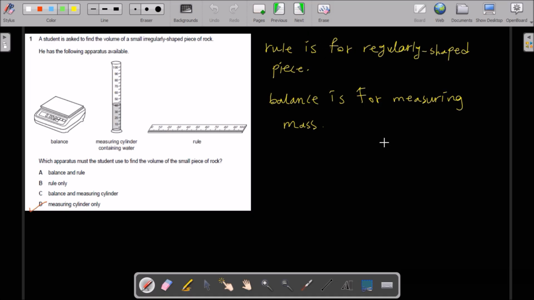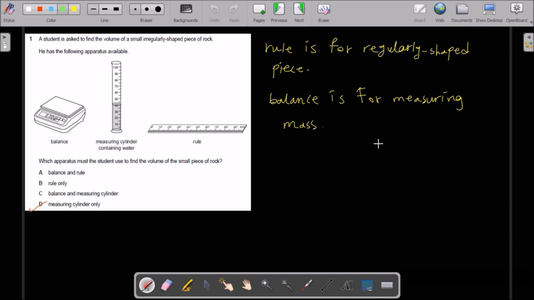Question number 1. A student is asked to find the volume of a small irregularly shaped piece of rock. He has the following apparatus available: balance, measuring cylinder containing water, and rule. Which apparatus must the student use to find the volume of the small piece of rock?